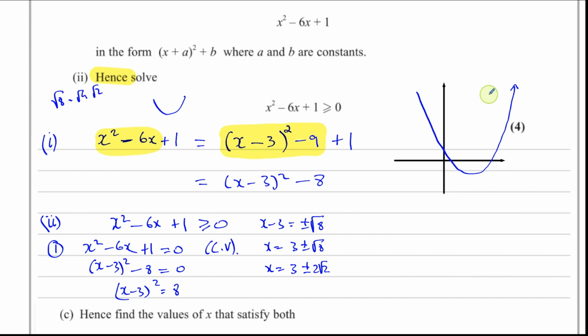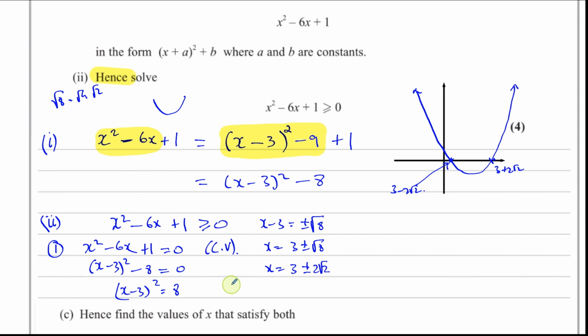Okay, this is how this graph would look. And these are the critical values, 3 plus 2 root 2, and this one here is 3 minus 2 root 2. Those are the critical values where it crosses, where it equals 0. These are the places where x squared minus 6x plus 1 equals 0. We want to find where it's greater than 0.